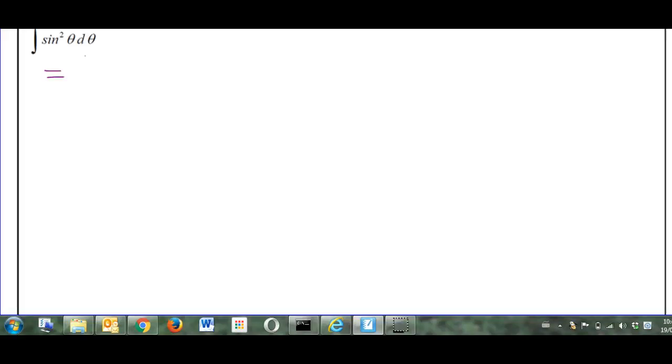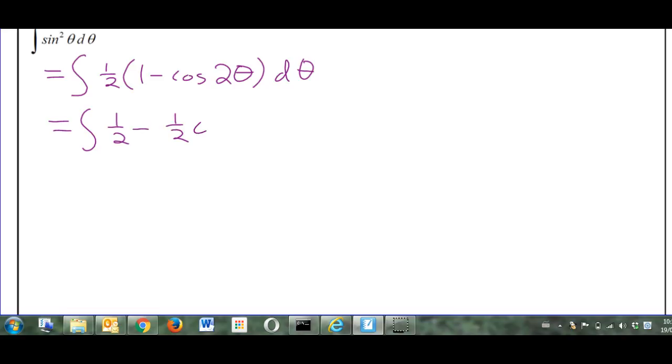Well, we're going to replace the sine squared with 1/2 of 1 minus cos 2 theta d theta, which is the integral of 1/2 minus 1/2 cos 2 theta. So just distributing the half. Okay, well, what's the integral of a half? It's just 1/2 theta, right? What's the integral of minus a half cos 2 theta?